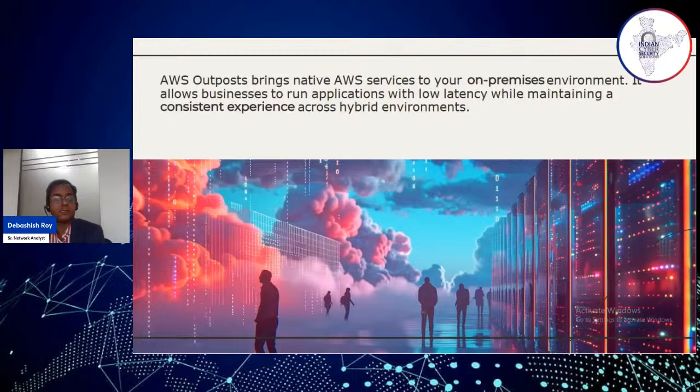Now, another thing is AWS Outpost. It brings native AWS services to on-premise environment, and it allows business to run applications with low latency, meaning the applications will run very fast, while maintaining a consistent experience across hybrid environments. So it will actually take the applications and make compatibility between different clouds.